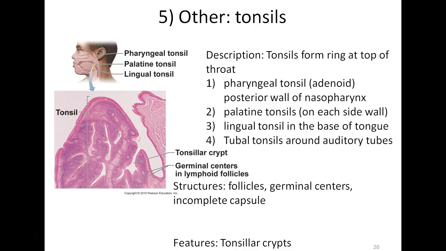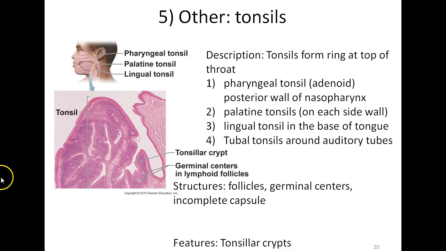Another secondary lymphatic tissue is going to be tonsils. And here on this diagram we see the location of tonsils in the pharynx region and the back of the throat. So in other words, they sort of form a quote-unquote ring at the top of the throat. These things called pharyngeal tonsils might more commonly be called adenoids. Those are going to be in the posterior wall of the nasopharynx. We have palatine tonsils, lingual tonsils, and something not shown here is tubal tonsils around the auditory tubes. Again, these tonsils are secondary lymphatic structures. These guys are not completely surrounded by a connective tissue capsule.